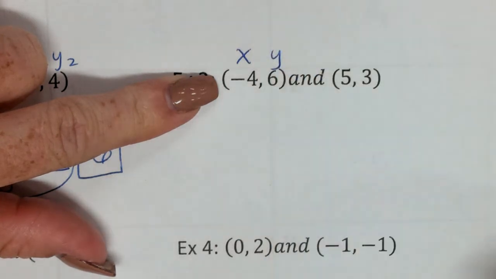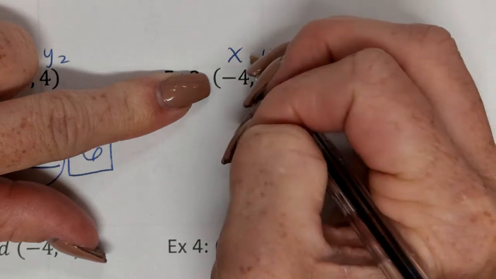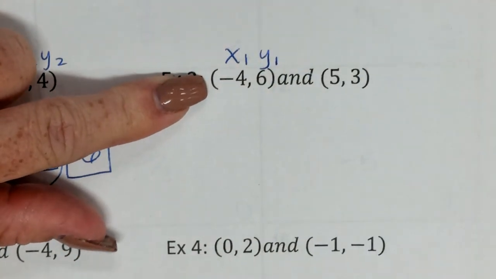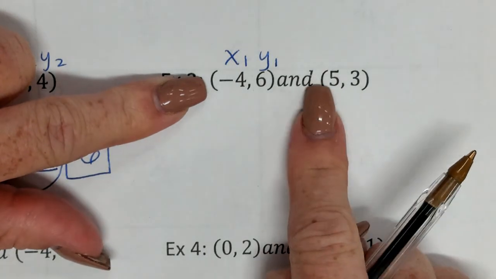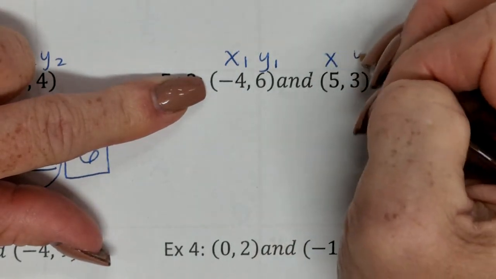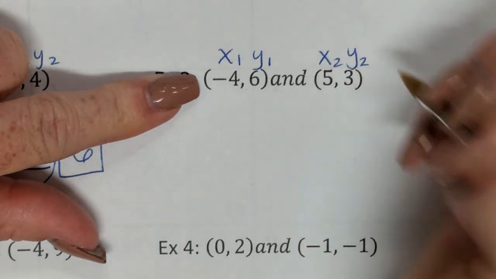I don't see everybody labeling. Since these came first, we call them our ones. All right, what is this? X. What's the 3? And since they came second, what are we going to call them? Our 2's.